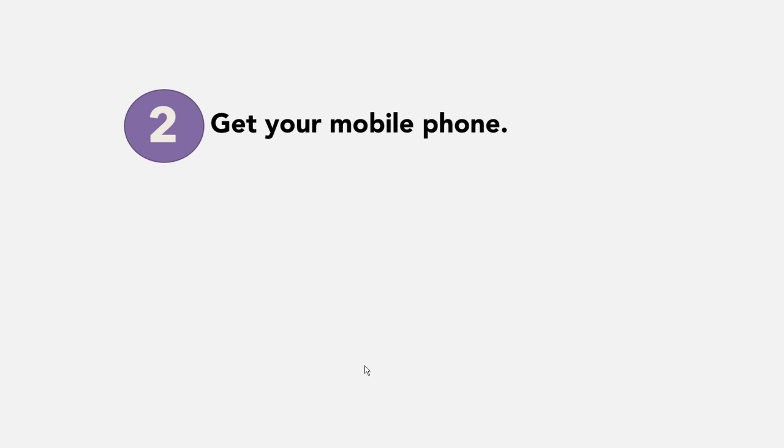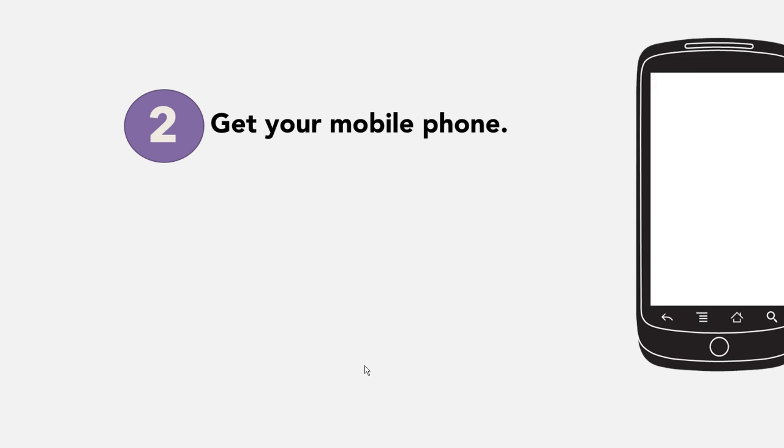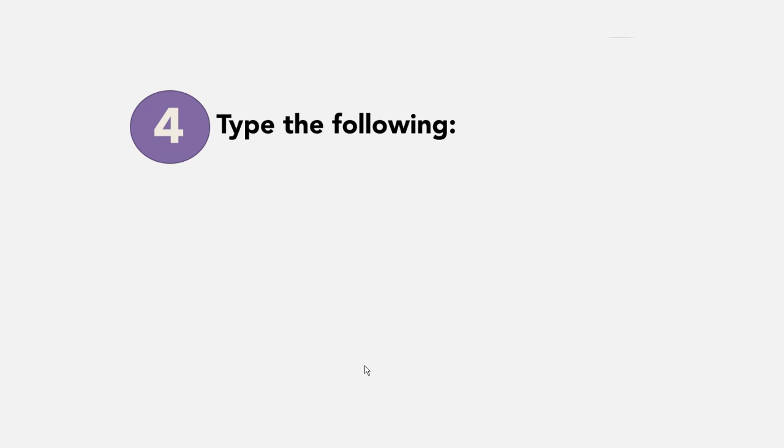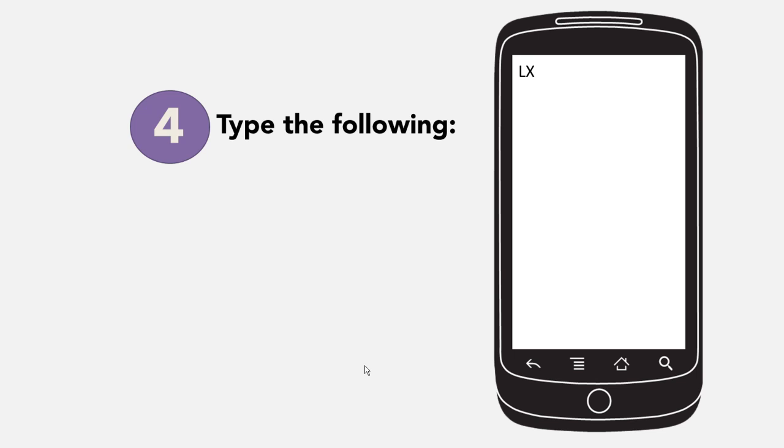First, get your Technouser card, and at the back of your card, scratch off your subscriber activation code. Step 2, get your mobile phone and create a new message. Step 4, type the following: LX space REG space your Technouser ID number, which is located in front of your Technouser card, space your subscriber activation code, which is what we have scratched a while ago, space your birthday.